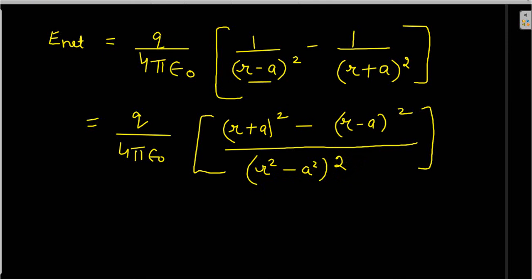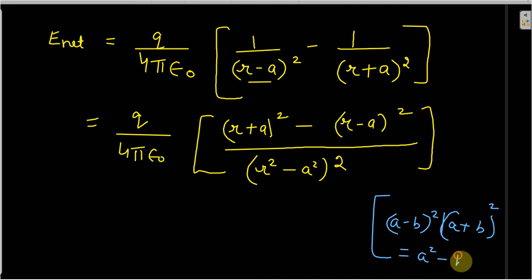As we know, there is a relation. If you have A minus B whole square and A plus B whole square, so in that case you can write this as A square minus B square and whole square of the two terms. So in the similar manner I have written there.